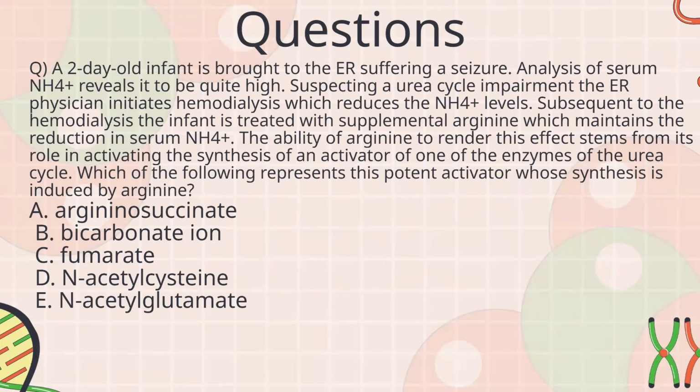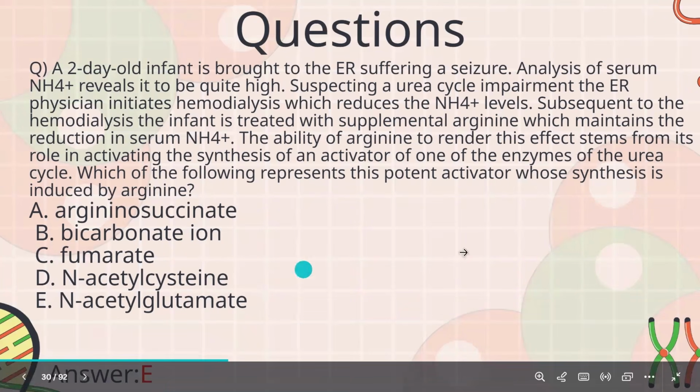A 2-day-old infant is brought to the ER suffering a seizure. Analysis of serum NH4+ reveals it to be quite high. Suspecting a urea cycle impairment, the ER physician initiates hemodialysis, which reduces the NH4+ levels. Subsequent to the hemodialysis, the infant is treated with supplemental arginine, which maintains the reduction in serum NH4. The ability of arginine to render this effect stems from its role in activating the synthesis of an activator of one of the enzymes of the urea cycle. Which of the following represents the potent activator whose synthesis is induced by arginine? If you remember, we talked about arginine being a regulator, and the answer here would be E, because arginine regulates N-acetylglutamate.